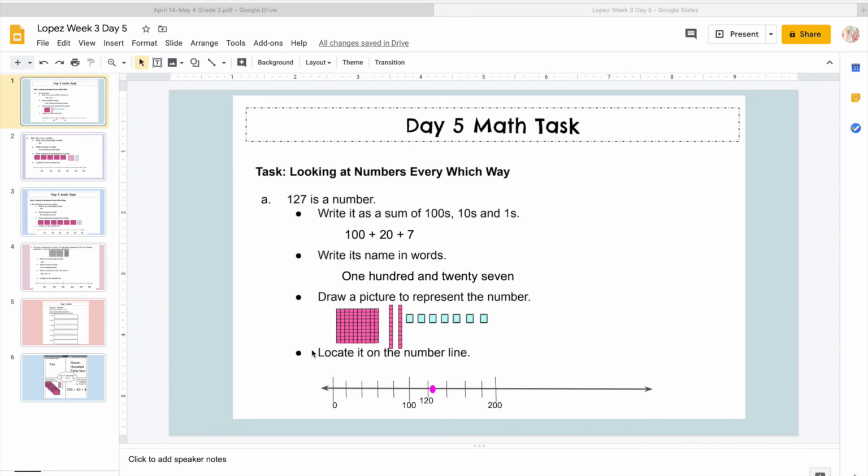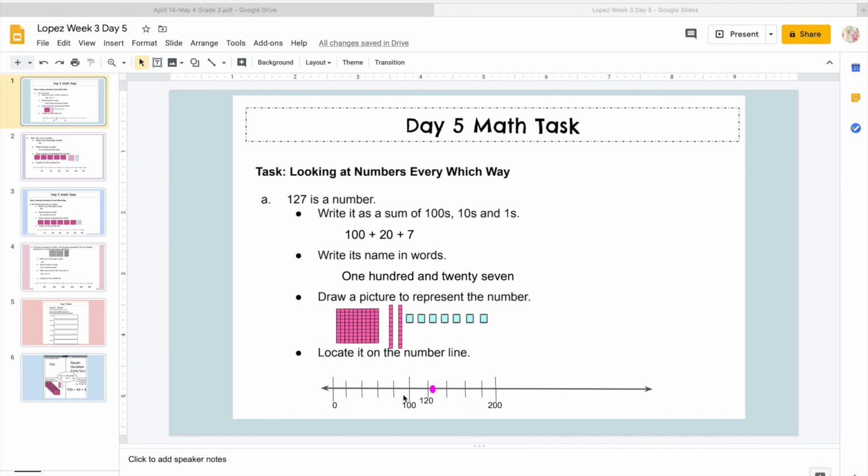Okay, and then the last bullet point, we need to locate it on a number line. And on your number line, you just need to label it with numbers where you are able to establish 127. So you'll start your number line with 0, and then your number line will end with anything above 127.